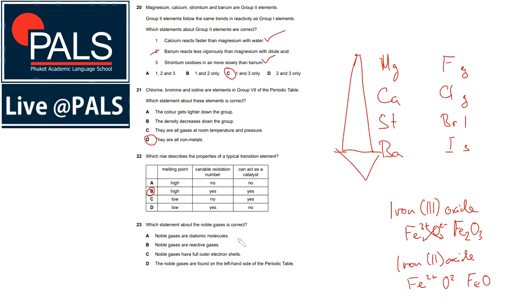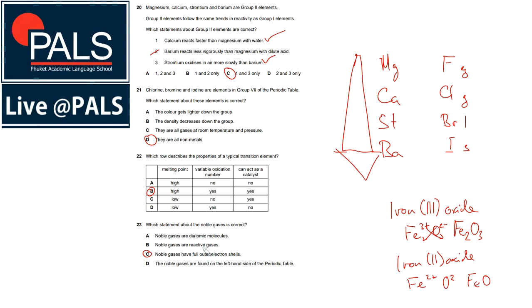Noble gases are diatomic molecules. Noble gases are reactive gases. Noble gases have full outer electron shells. And the noble gases are found on the left-hand side of the periodic table. I hope you know this. The correct answer here is that they have a full outer electron shell. They're found on the right side of the periodic table, not the left.